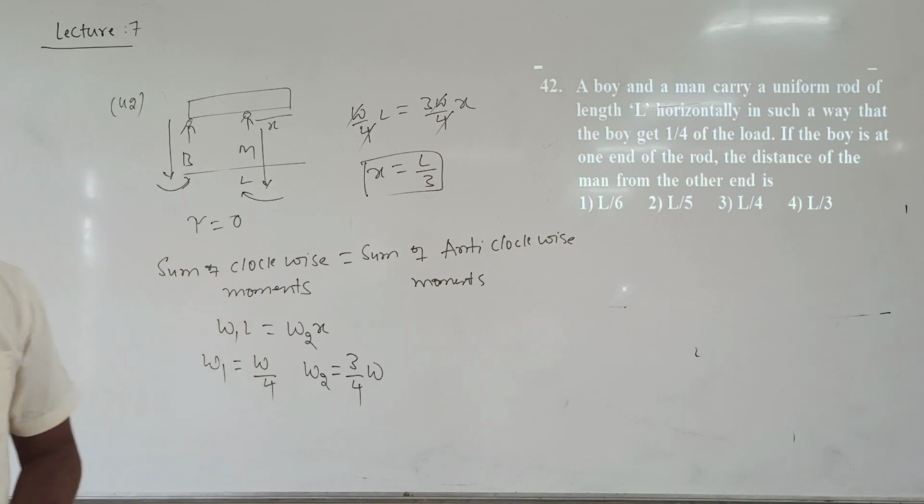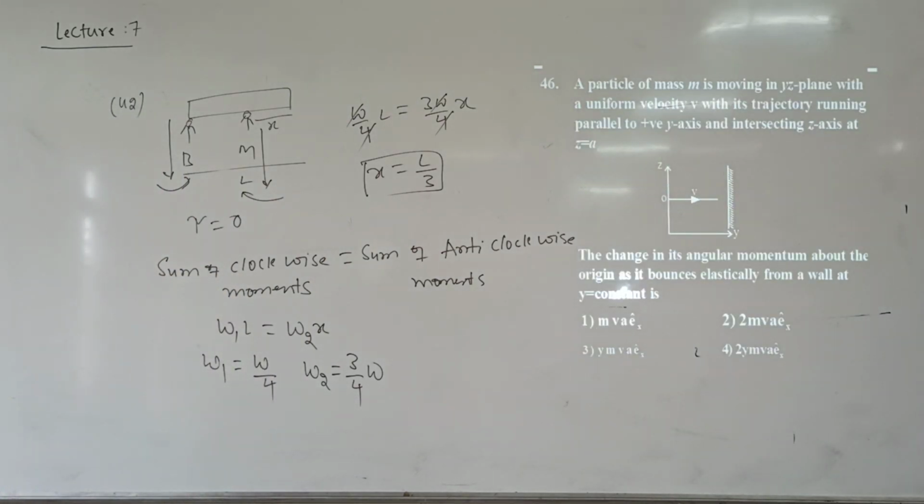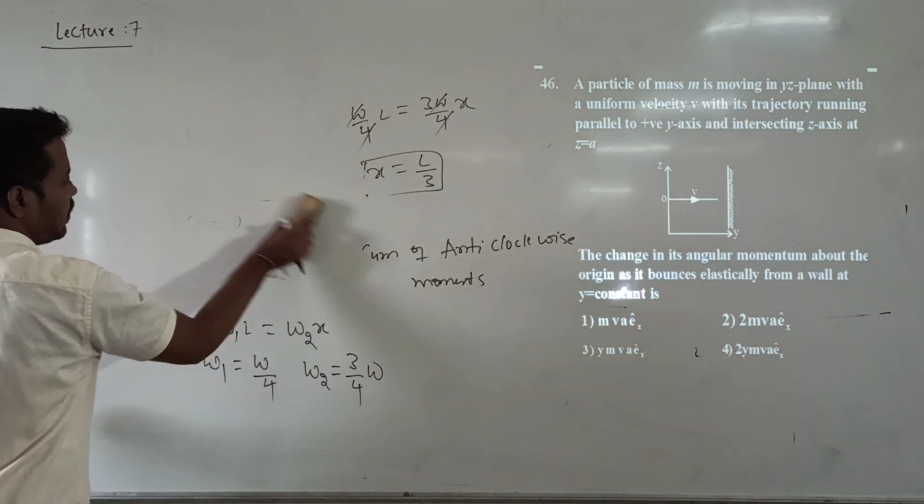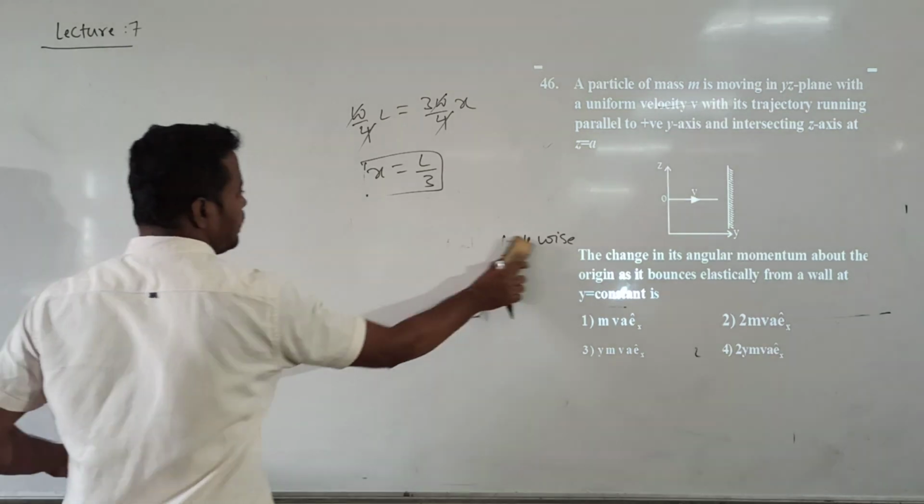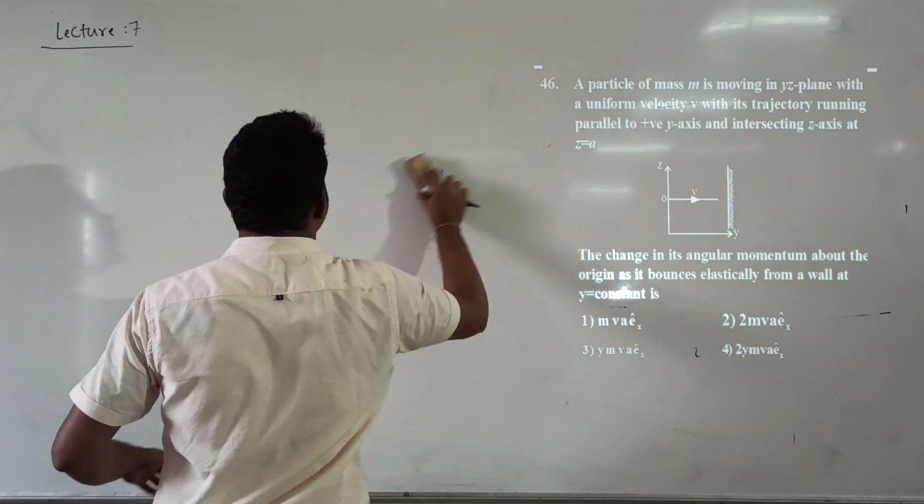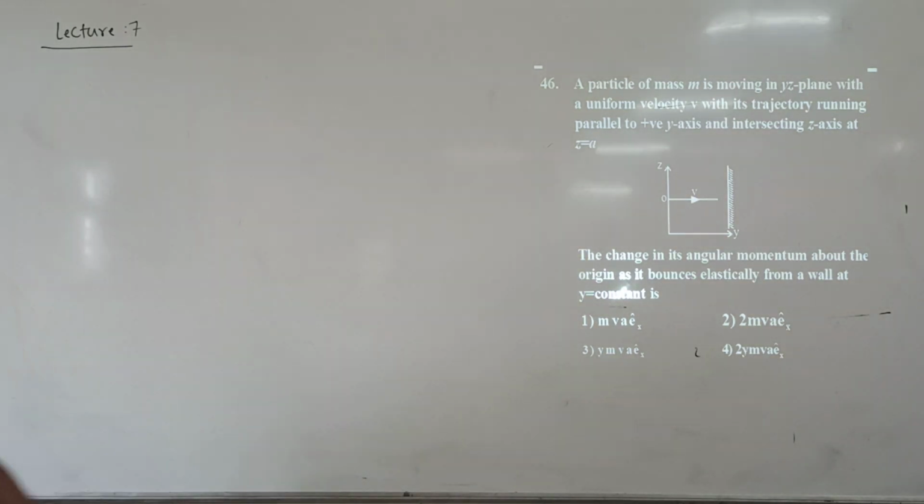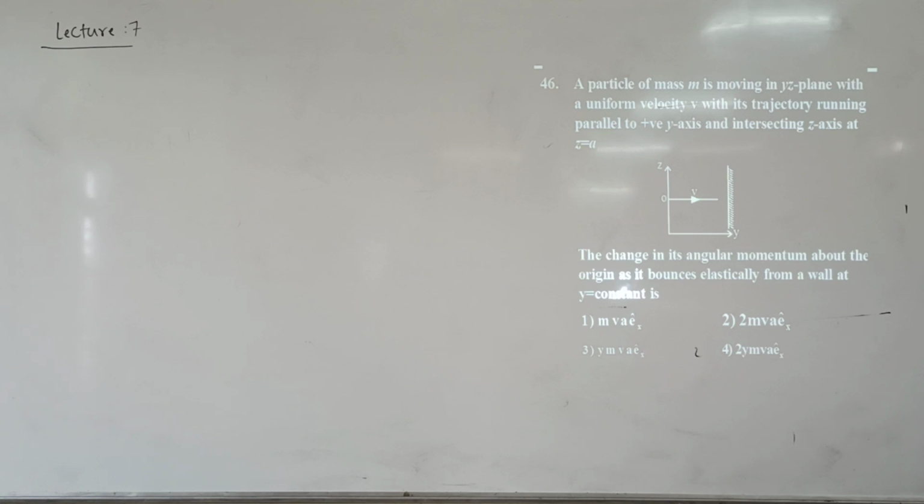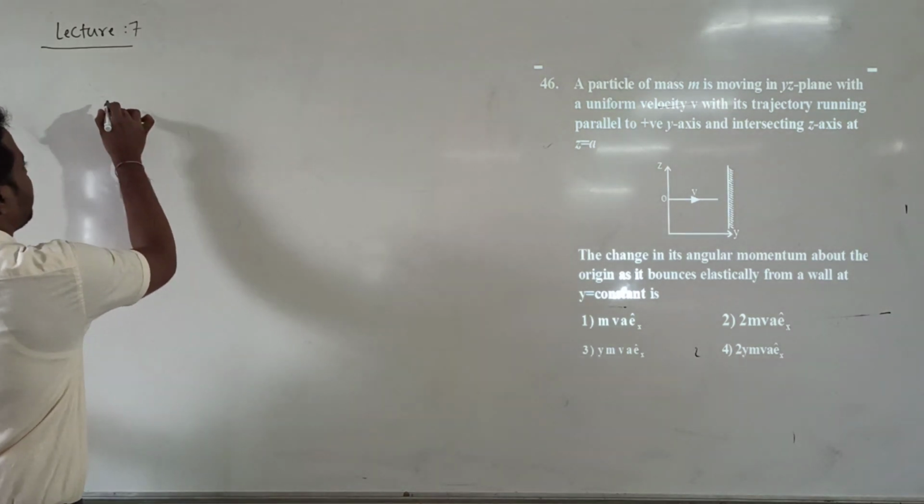Okay? Next, question number 46. What is this question? A particle of mass m is moving in the yz plane with a uniform velocity v, with its trajectory running towards the positive y axis and intersecting the z axis at z equal to e. Okay? Question number 46.